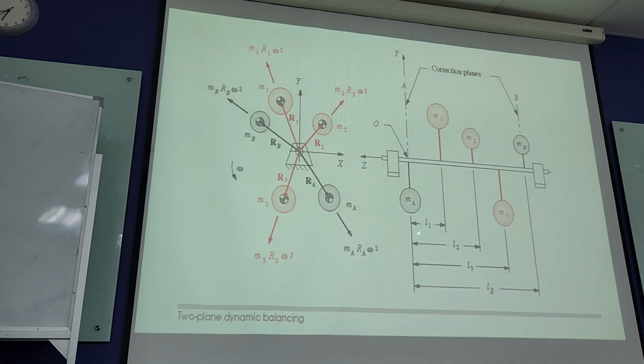L1 will be given to you. L1 is the distance from plane A to mass 1. Similarly L2, plane A to mass 2, and L3, plane A to mass 3. The same L1, L2, L3, when we plot, we are calling them R. These are the perpendicular distances for the masses from the correction planes A and B. In the plane view, you can see the location. The angles θ1, θ2, θ3 will be given.